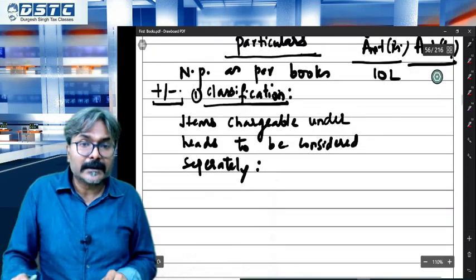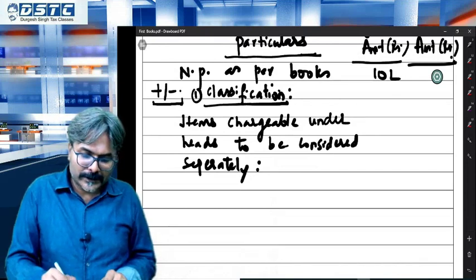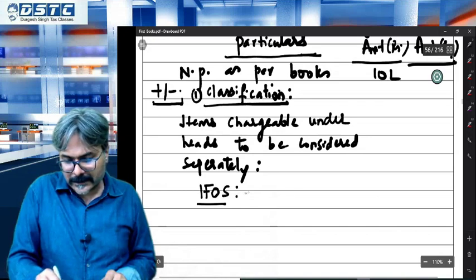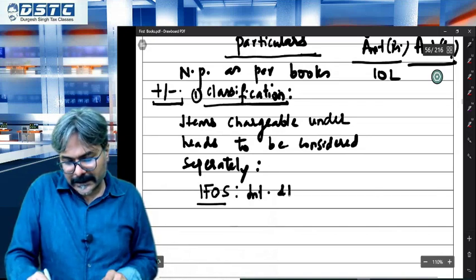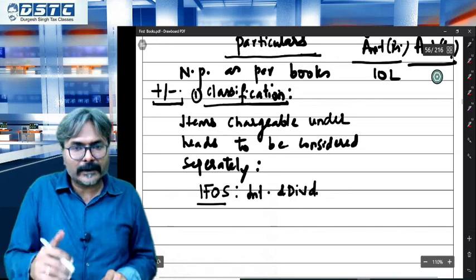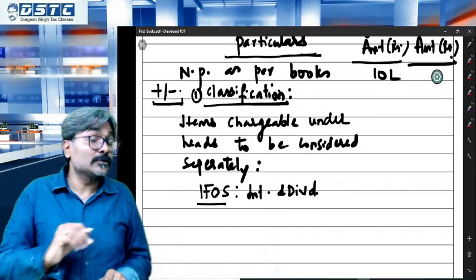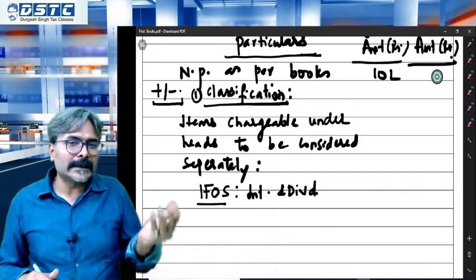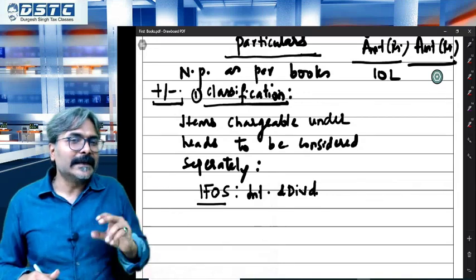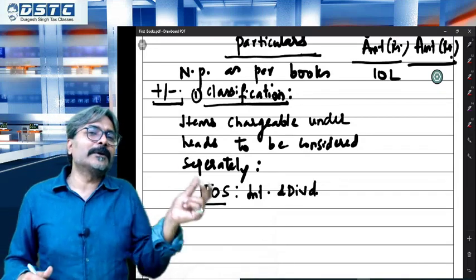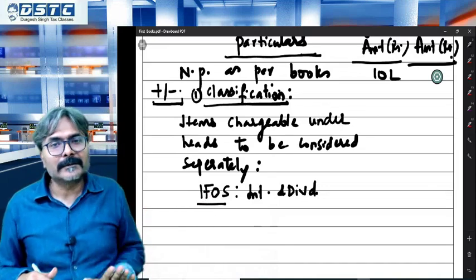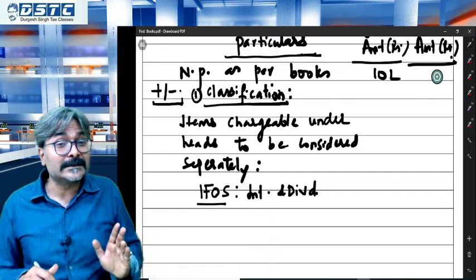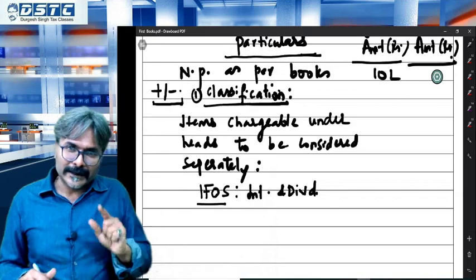To be considered separately. So which is that particular point which is emerging here? It is IFOS, interest and dividend. So right now it is only the P&L credit, but at the same time there can also be a corresponding debit of the other head's income. If there is a corresponding debit, then we are again going to remove that particular debit from this computation temporarily, because it would be considered under the other heads.